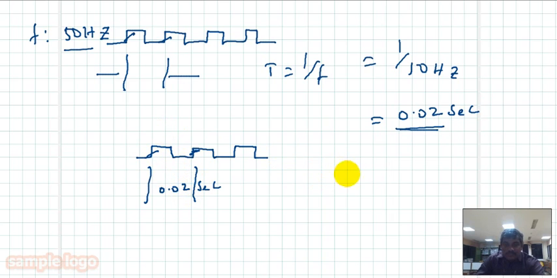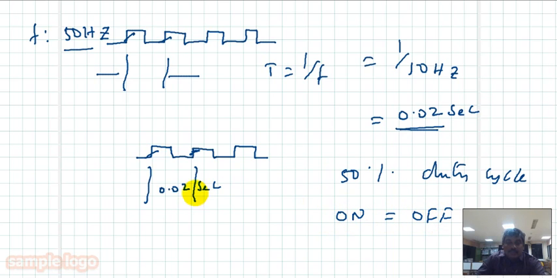Now what is a square waveform? All square waveforms are 50% duty cycle waveforms. Means I can say on time is equal to off time. So what is the on time? This is the total time. If you want to find the on time for the particular square waveform, you are supposed to divide this number by 2. So you will get 0.01 seconds.